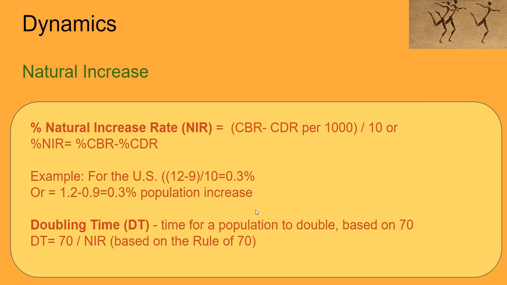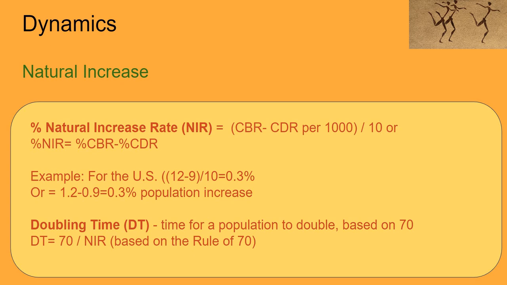We'd get an increase rate of 0.3. That's not a great increase rate. That's pretty small. It's been decreasing lately. The United States used to have a much larger population rate, NIR, but we've decreased. Europe also has been decreasing.